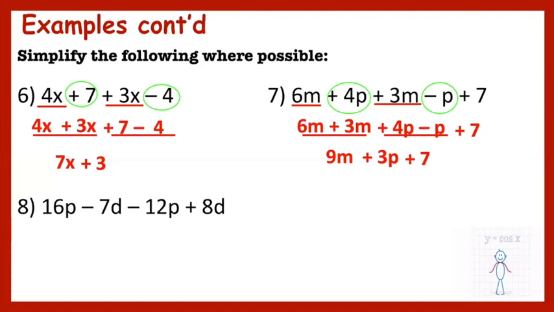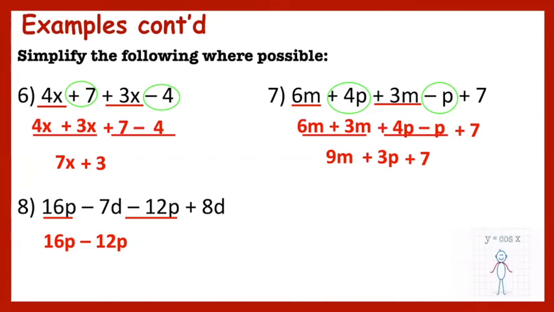Okay, we ready? Okay, now we have 16p minus 7d minus 12p plus 8d. Now, when you work this out, I know there is something a little tricky, so we're going to see what you came up with. The first thing we're going to do, like we did previously, is collect all the like terms. Our first like terms, we're going to start with p. So we're going to have 16p minus 12p. And we did that because, like I said, we always take the sign in front of the term. So we have minus 12p.